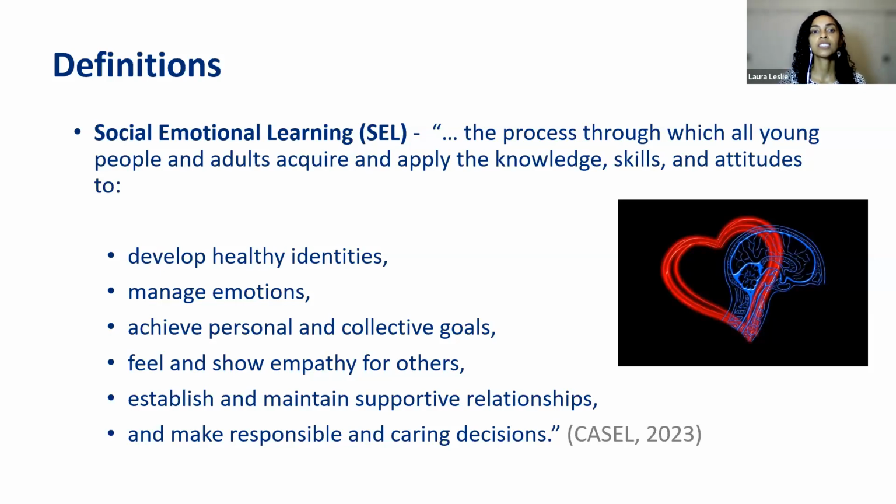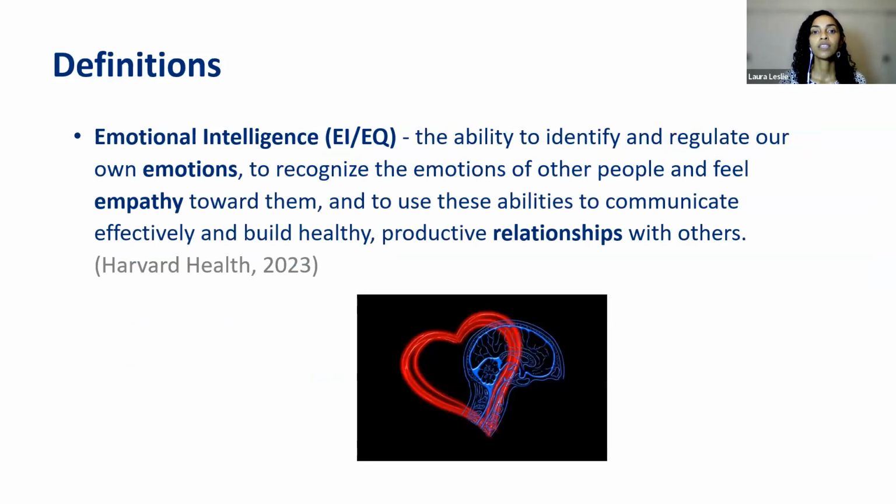Emotional intelligence is the ability to regulate our own emotions, to recognize the emotions of people and feel empathy toward them, and to use these abilities to communicate effectively and build healthy, productive relationships with others. As you can see, they're similar. They both talk about emotions, empathy, relationships.